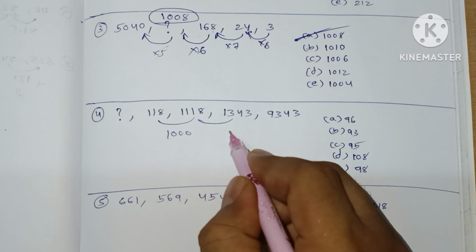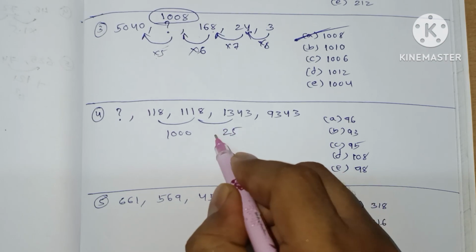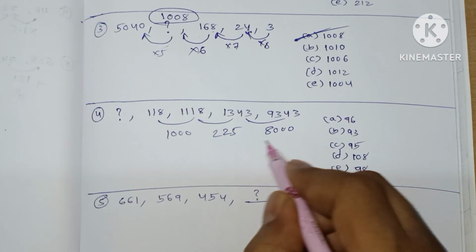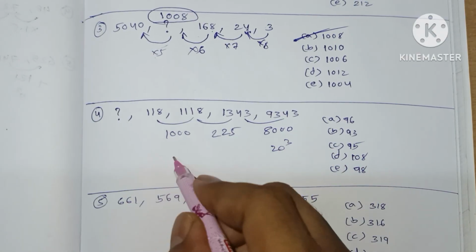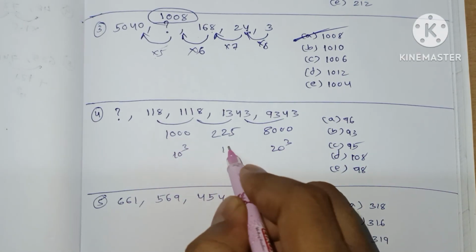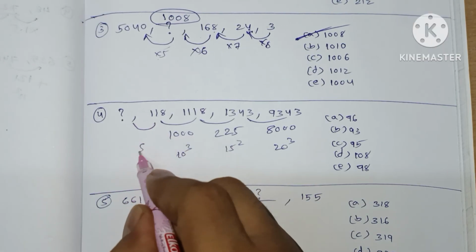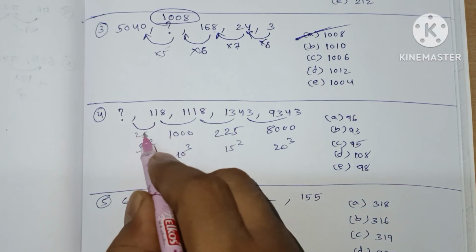Here the difference between these two is 5, 2 and 2. Here the difference between these two is 8000. So it is 20 cube. This is 10 cube. This is 15 square. So this must be 5 square, which will be 25.